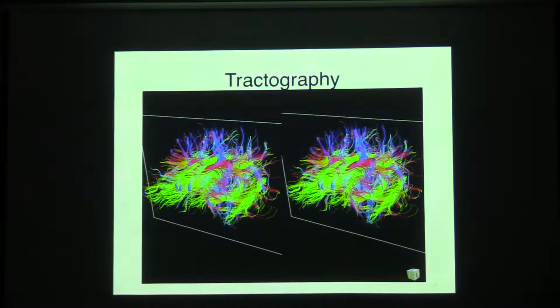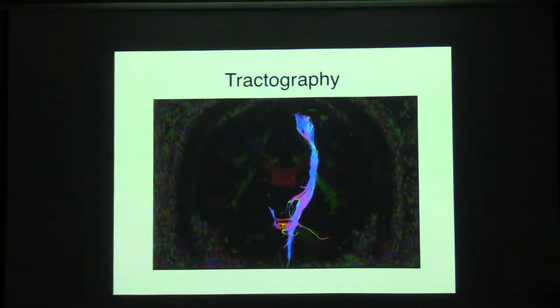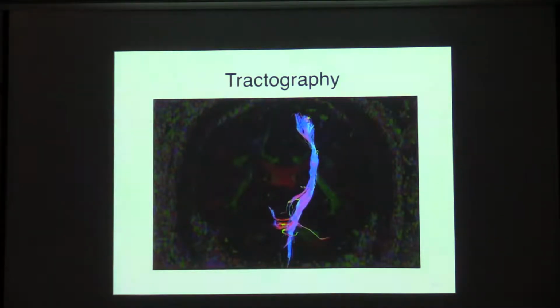Great, great. Okay, and then, for example, you can isolate some tracts. So you say, I'm going to put a region of interest in part of the brainstem that we know the corticospinal tract goes through, and these are all the fibers that represent the corticospinal tract.